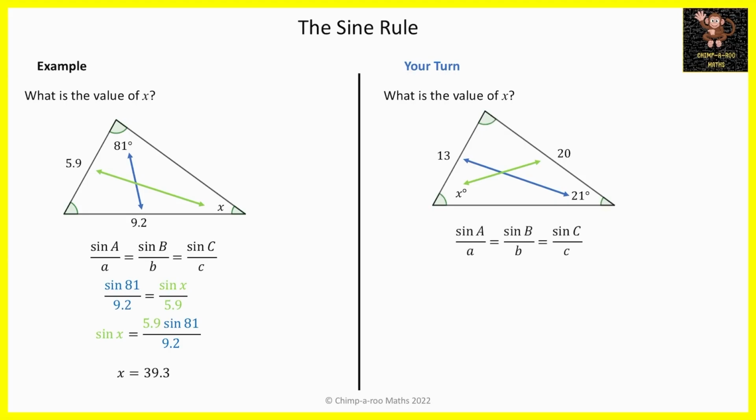Okay, here we go. So again, write down the formula, very important. You've got the arrows on there. Substitute in your values. Sine 21 over 13 is sine x over 20. So sine x is 20 sine 21 over 13. Now, 20 is bigger than 13, so angle x should be bigger than 21. So when we do our calculation, x is 33.5. That makes us feel confident that we are correct and no mistakes have been made.